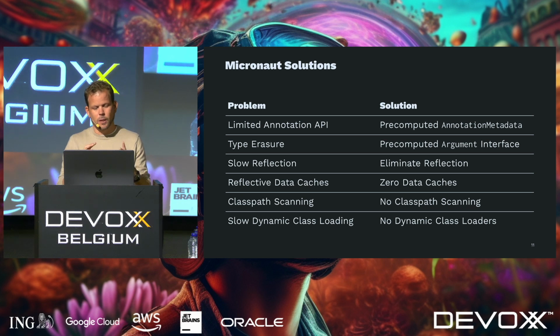And we eliminate reflection wherever we can, and eliminate reflection data caches. There's no class path scanning at all. So there's no scanning of the class path, figuring out what's annotated with what, what types are regarded as beans, what types are regarded as candidates for dependency injection. None of that happens. We have no dynamic class loading.